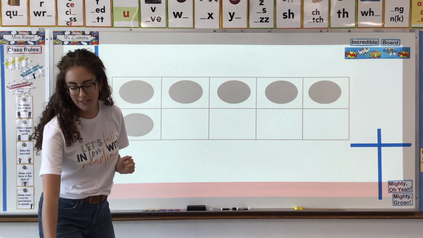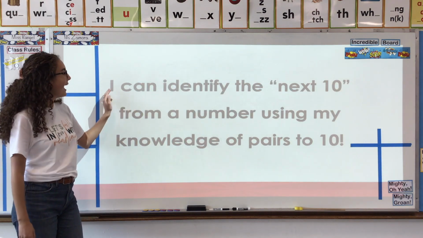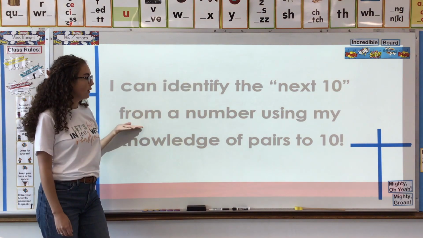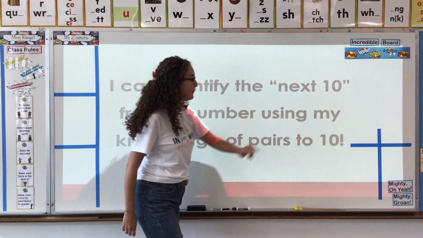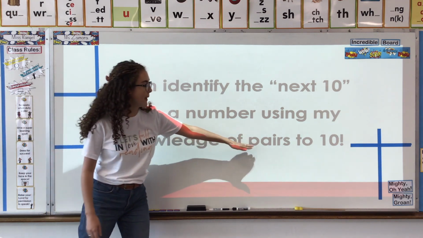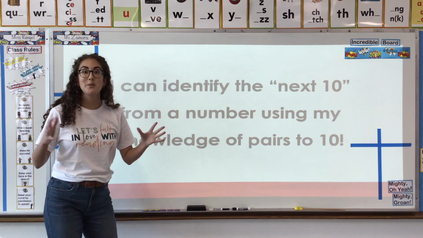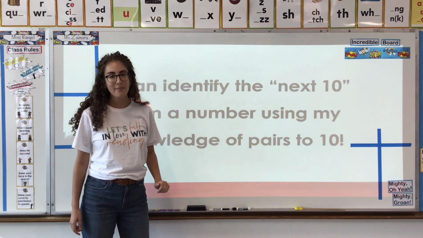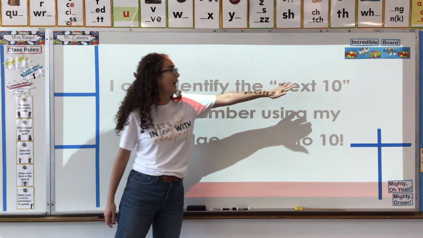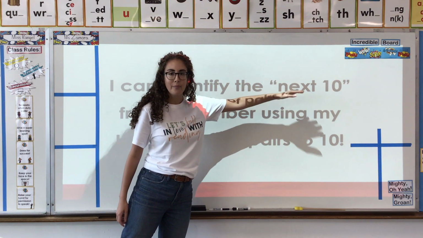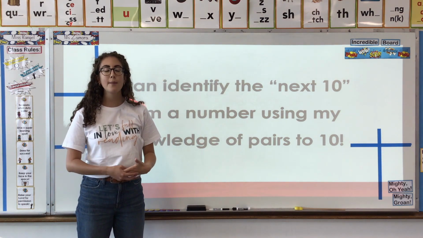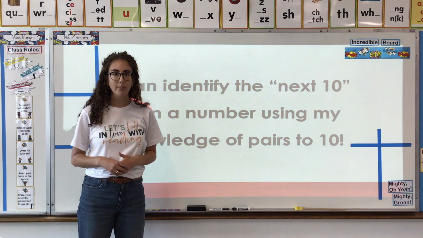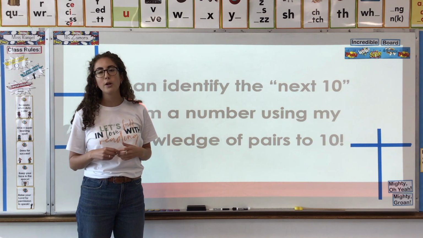So let's take a look at our learning goal. It says, I can identify the next 10 from a number using my knowledge of pairs to 10. So just like I said, we're going to use our pairs to 10 knowledge to do something new today. And that is called making the next 10. This is a pretty tricky concept that we're going to build on, and we're going to use this later to solve even bigger problems. So it's super important that we work really, really hard today.